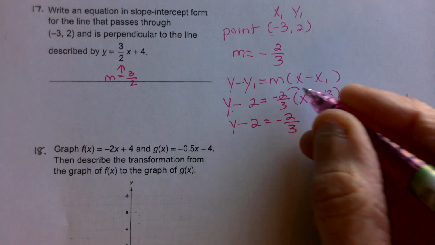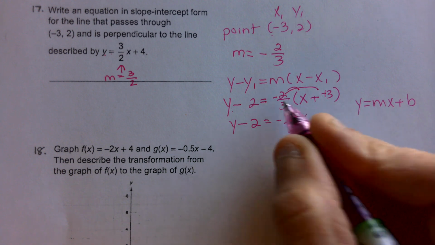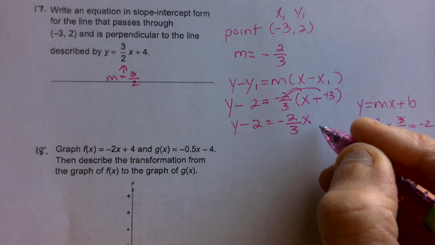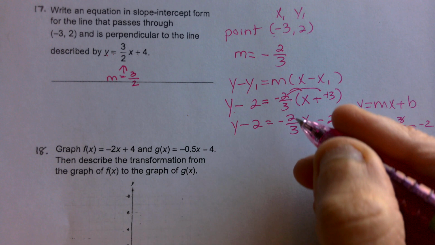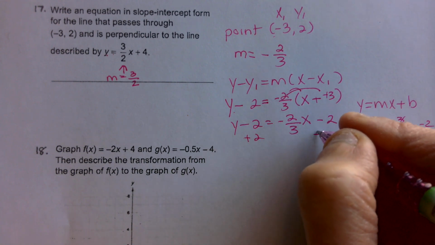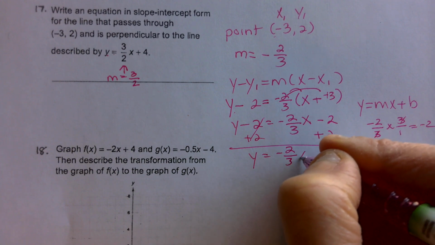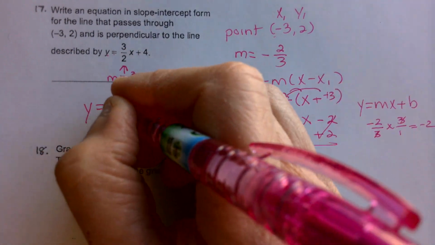So I'm going to distribute right now. And negative 2/3, if you notice, times 3, which is over 1, gives you a negative 2. So that's how I get that. I shall add 2 to both sides now. And I get negative 2/3 x. And that actually drops out. So there's my answer.